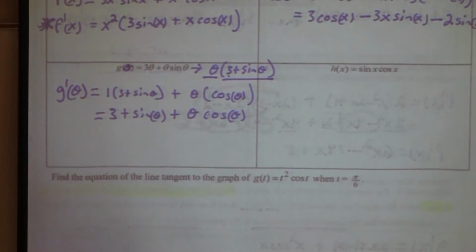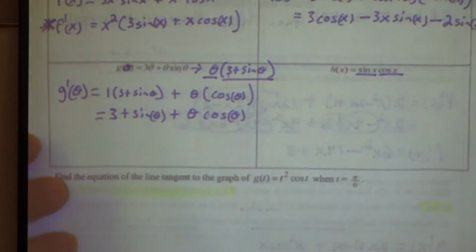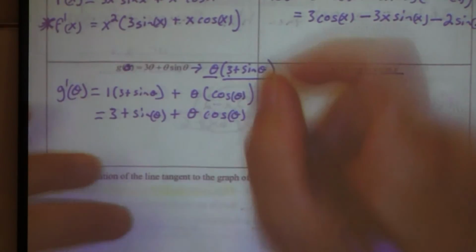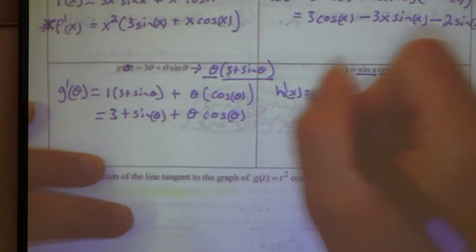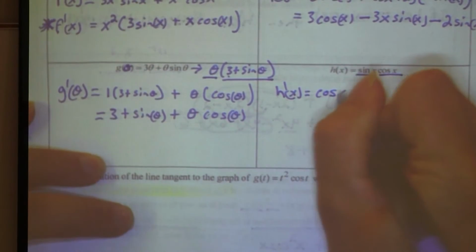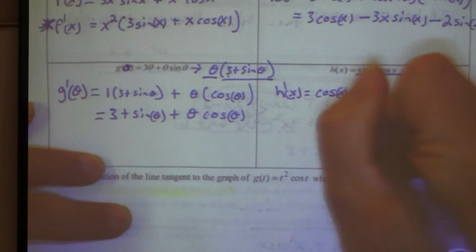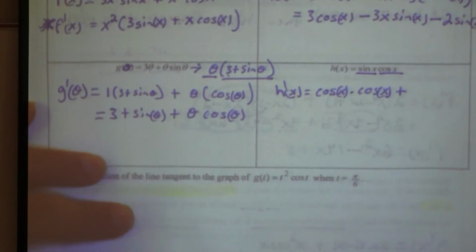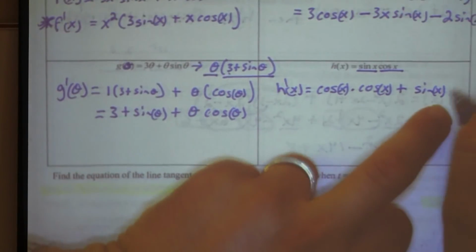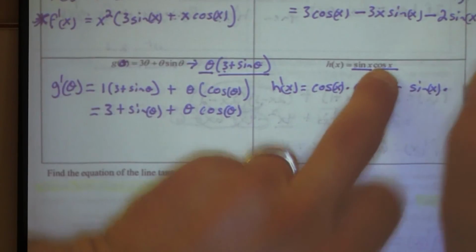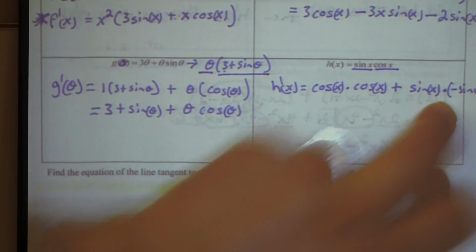What's the first? And what's the second? Alright, here we go. So the rule says to find what? Derivative of the first. What's the derivative of sine? Cosine times the second, cosine. Plus the first, which is what? Times the derivative of the second. What's the derivative of cosine? Negative sine of x. Okay.